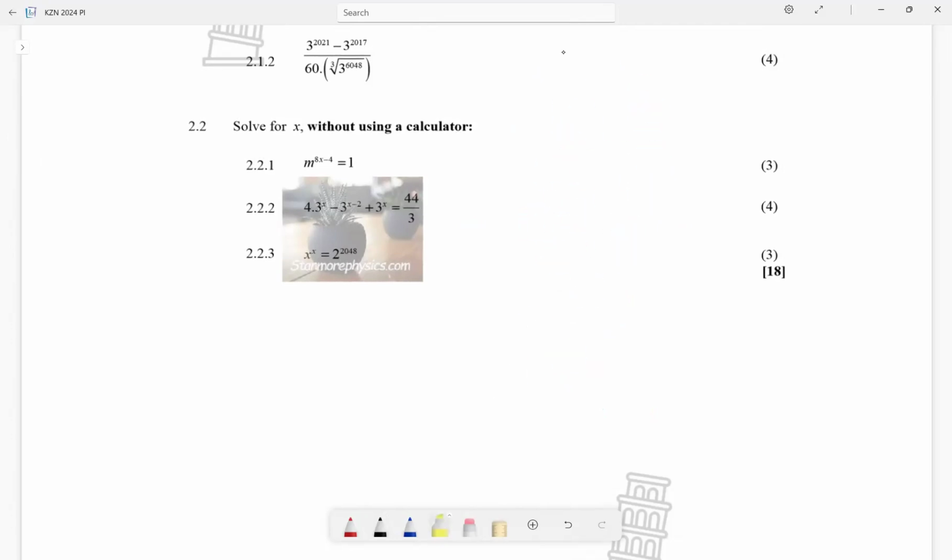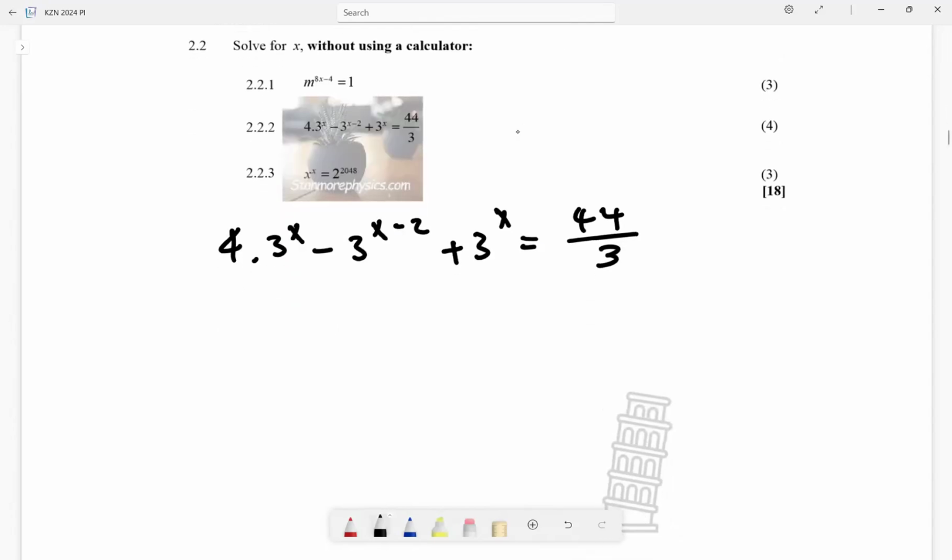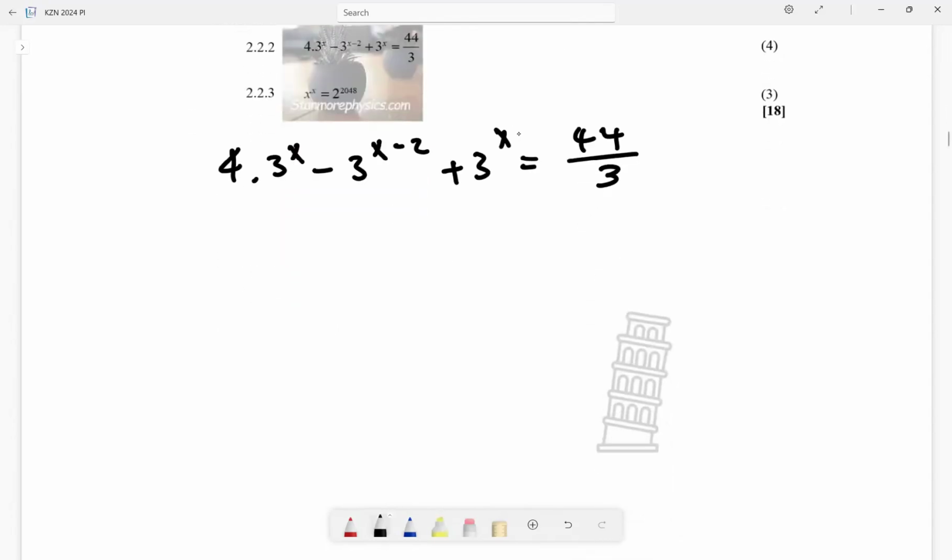Then for this one, 2.2.2, we have 4 multiplied by 3 to the power of x, minus 3 to the power of x minus 2, plus 3 to the power of x, equal to 44 divided by 3. How can I simplify this? Now I want you to see something. Remember this one, I can expand it. If I have a to the power of m plus n, the rule says I can write a to the power of m multiplied by a to the power of n.